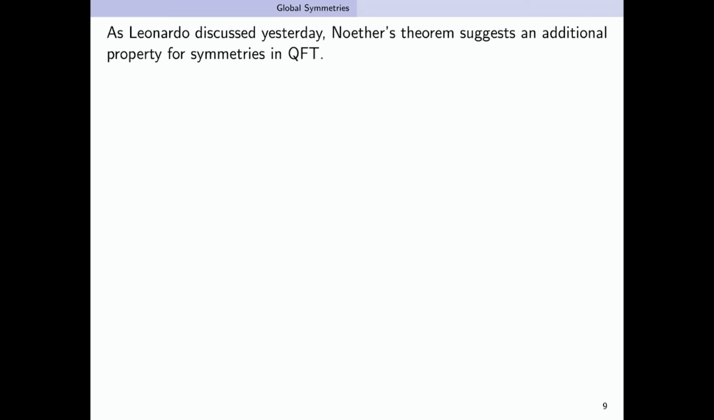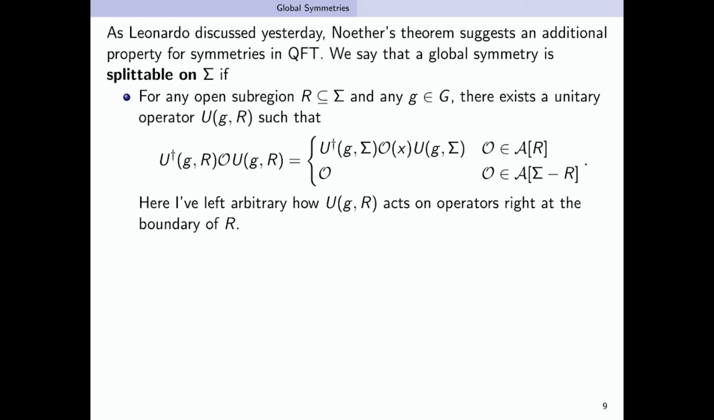Okay. So as Leonardo said yesterday, Noether's theorem suggests an additional property for symmetries in QFT, which doesn't obviously follow from the ones that I just said. And that's this idea of splittability, where you say that if you have a subregion R of the Cauchy slice, then you can have a unitary that in the region implements the symmetry and outside of the region does nothing. Now, again, if you want to be rigorous here, you should fatten out the boundary of the region a little bit and say you don't care what happens in the fattened boundary, but I'll suppress that. I'll just say that we won't say what happens right at the boundary of R with U.